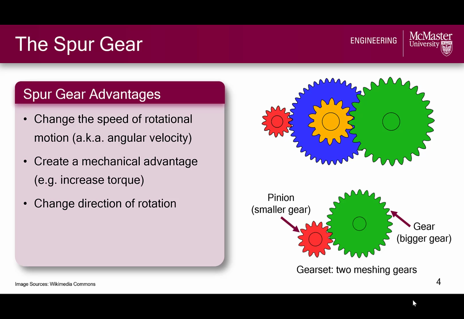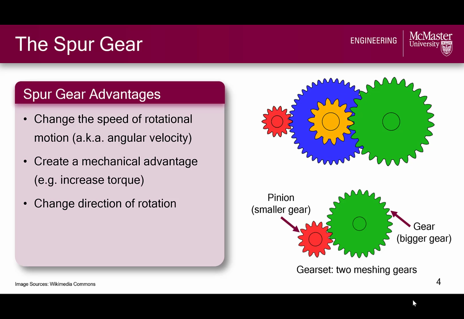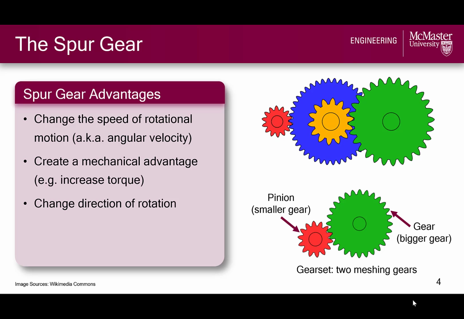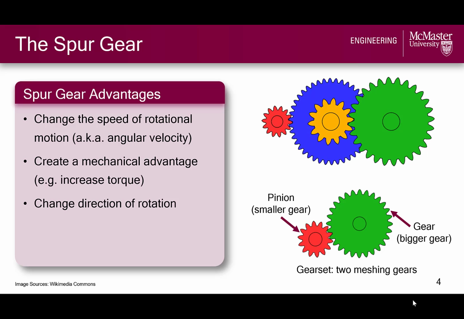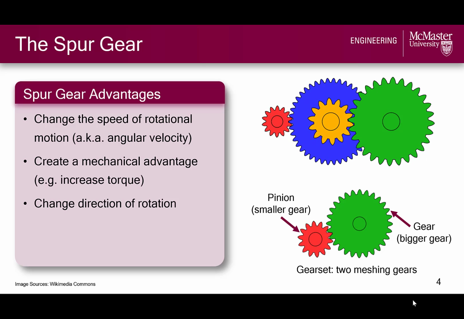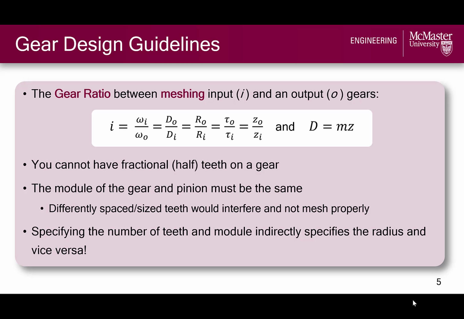Recall from our last video that the reasons we might want to create a gearing train include to change the speed of rotational motion, to create a mechanical advantage by adjusting torque, and/or to change the direction of rotation. We used the fundamental law of gearing to understand how gears accomplish this, and we ended up deriving the formula for the gear ratio between meshing input and output gears. This gear ratio is what we will use in this video to go through various gear set design calculations, as well as the equation relating gear diameter to the number of teeth via the module.